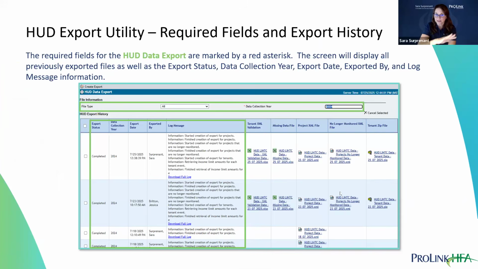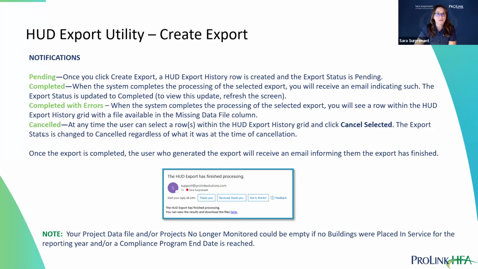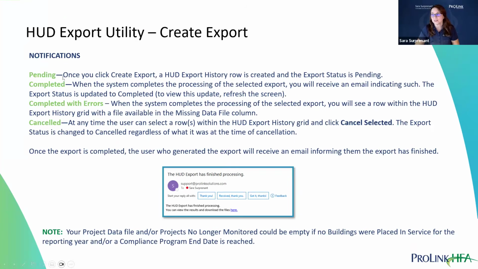So selecting all for file type and entering that collection year, which currently is going to be 2025 for everybody. That's what you want to do. Select which file type, the collection year, and then create export. So these are the notifications. It'll be pending, completed with errors. Sometimes you will get some errors. That does happen. When that happens and they don't make sense, or you can't figure out how to reconcile them, again, enter a ticket.